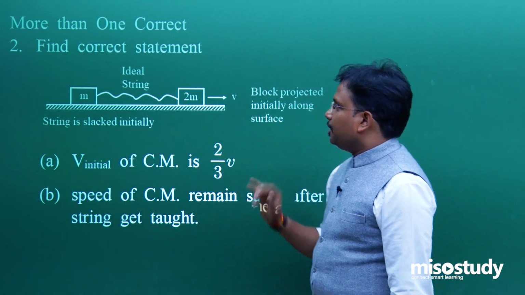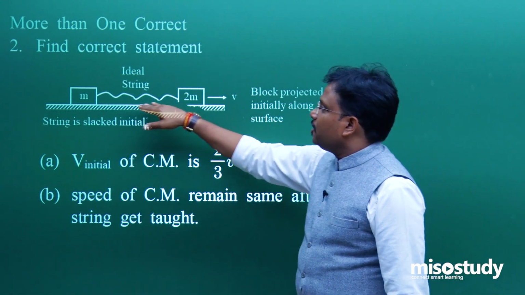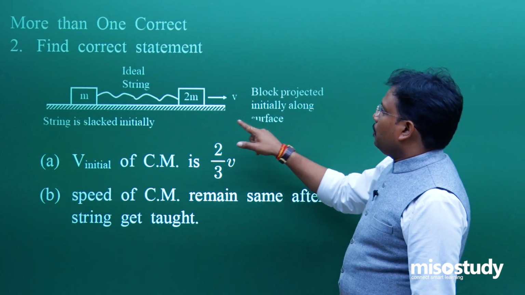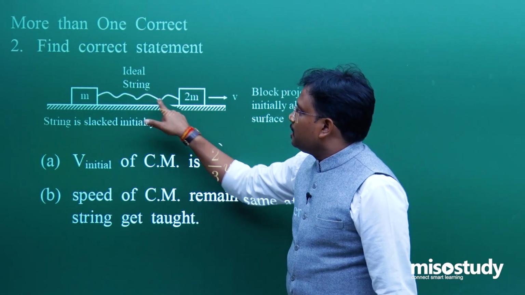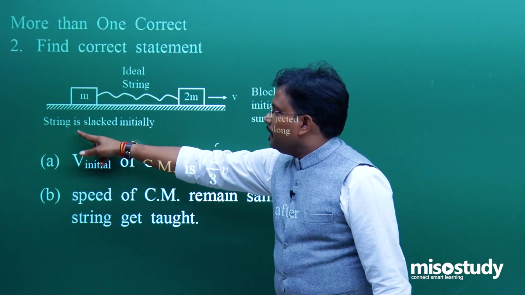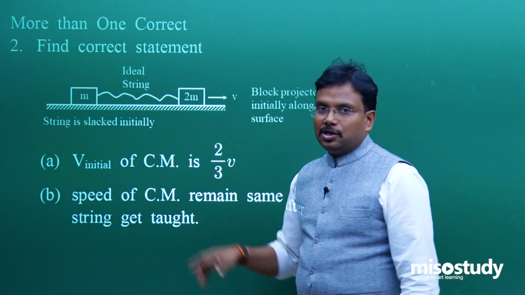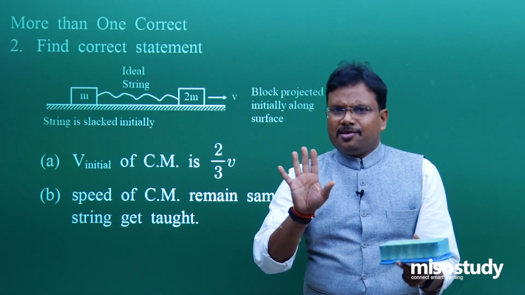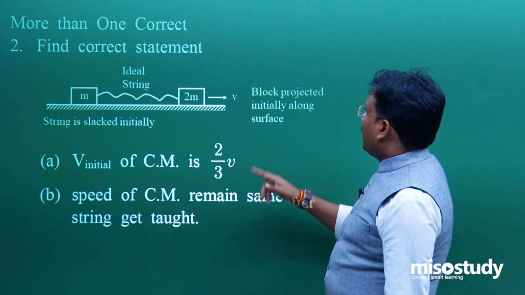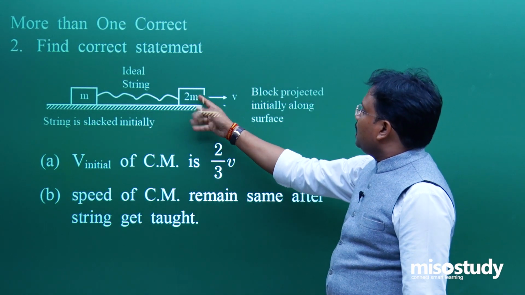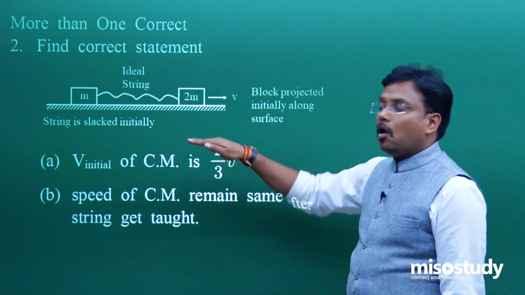There are two blocks placed on a smooth surface. As such it is not mentioned, that is why. Now, the ideal string is attaching block M and block 2M with each other, and the string is slack initially. After that, block 2M is projected with velocity V in this direction along this surface.